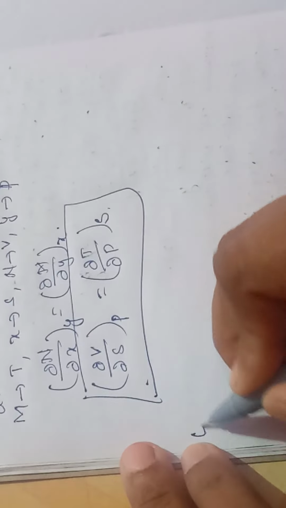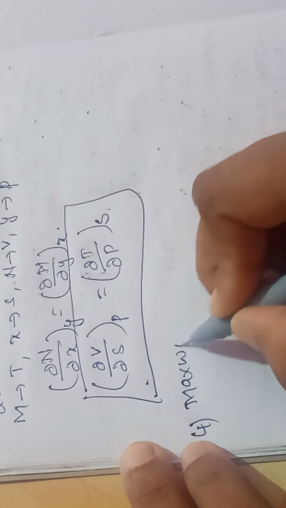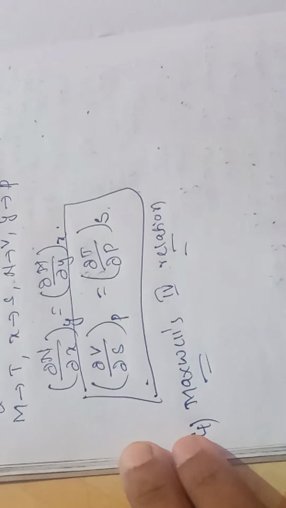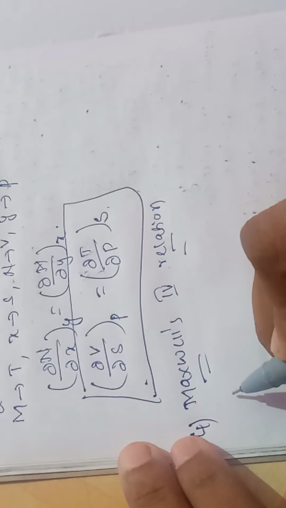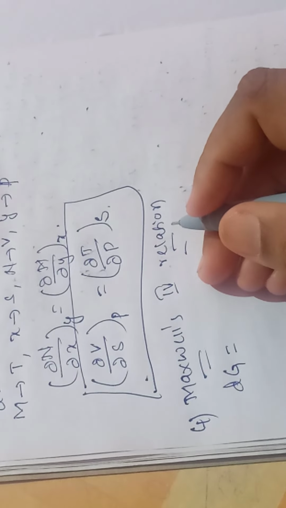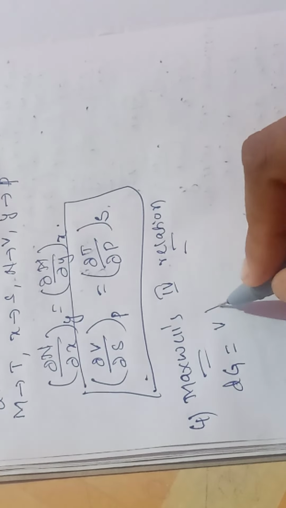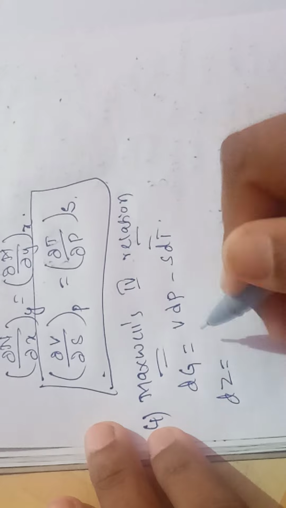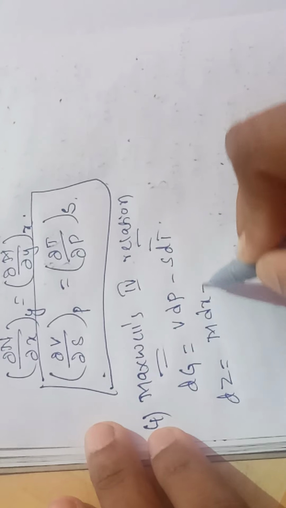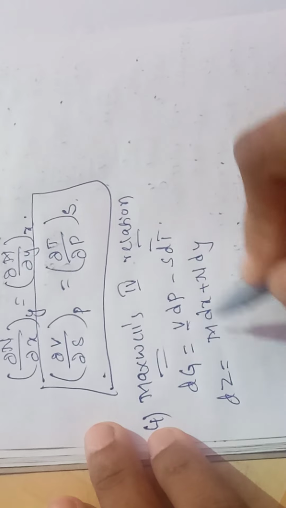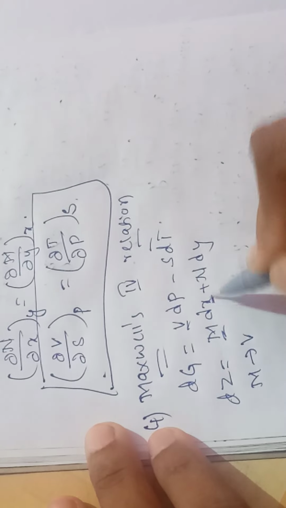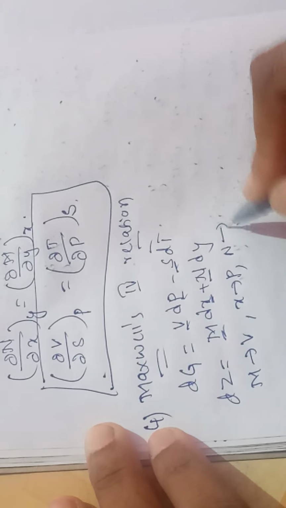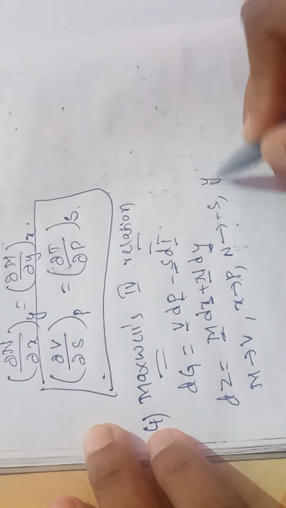Similarly, let us derive Maxwell's fourth relation. What is the fourth thermodynamic potential? It is the Gibbs function. And what is the Gibbs function? dG is equal to VdP minus SdT. Right? Now first let us compare this with dz is equal to M dx plus N dy. So in place of M we have V, in place of x we have P, in place of N we have minus S, in place of y we have T.